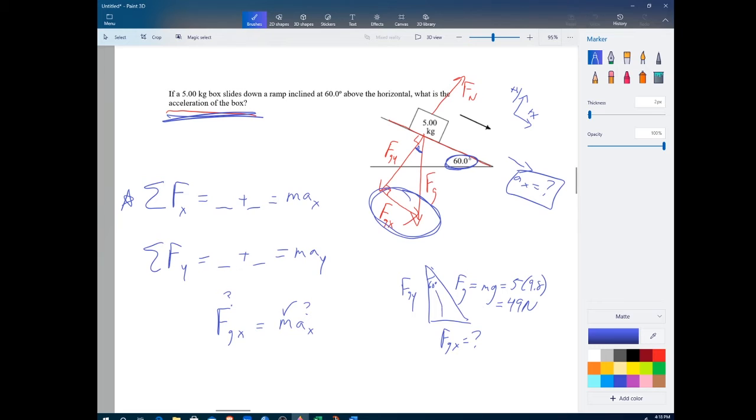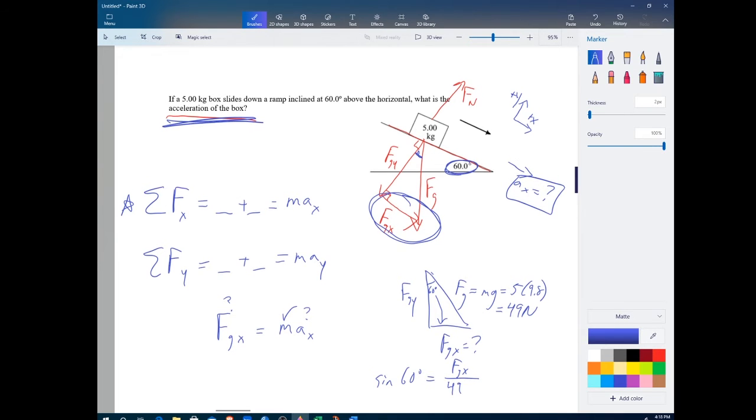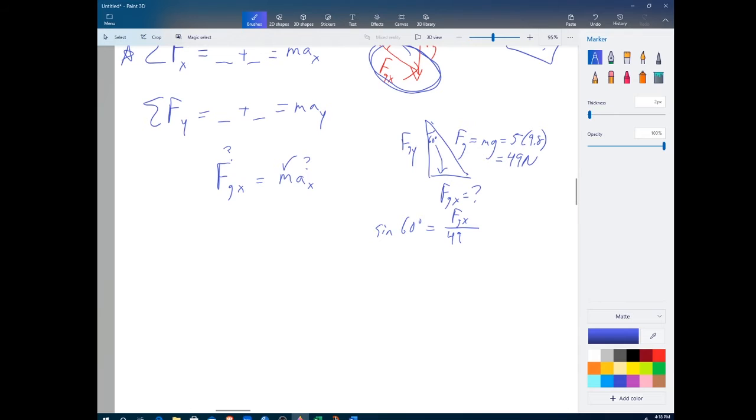And it looks like here, I want the quantity that's the opposite side of the triangle. That sounds to me like a sine function. Sine of 60 will equal FGX over 49. And we're going to solve this like an ogre. Multiply both sides by 49, so you can get rid of it on the right. And I get 49 times the sine of 60.